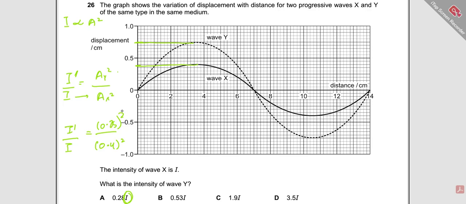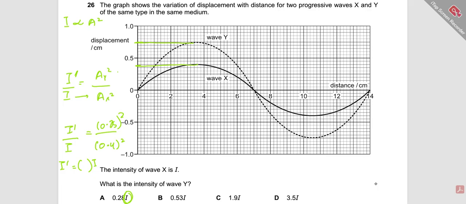You take the square of these two, you divide their answers, and then simply ये जो I है इसे उस फाइनल आंसर से multiplication में place कर दें, and you see what final answer comes. Let's do this. 0.7 का square over 0.4 square, this gives us 3.5. Do we have an option that says, okay, we have an option, luckily, 3.5 times the intensity of x. So the correct answer is this one.